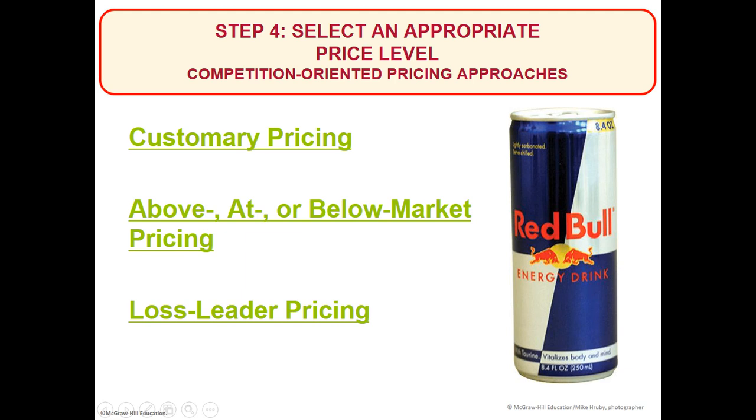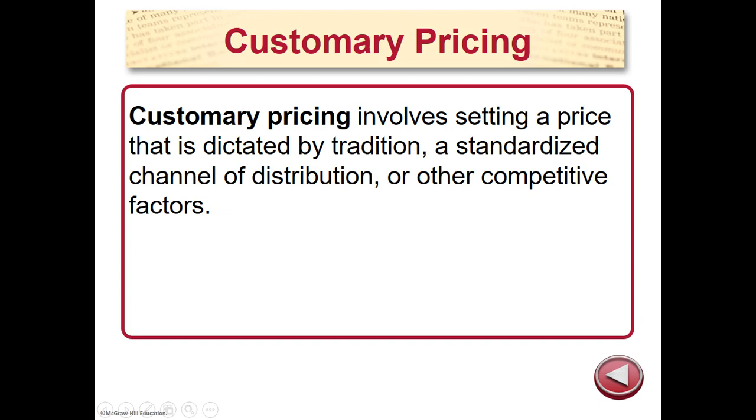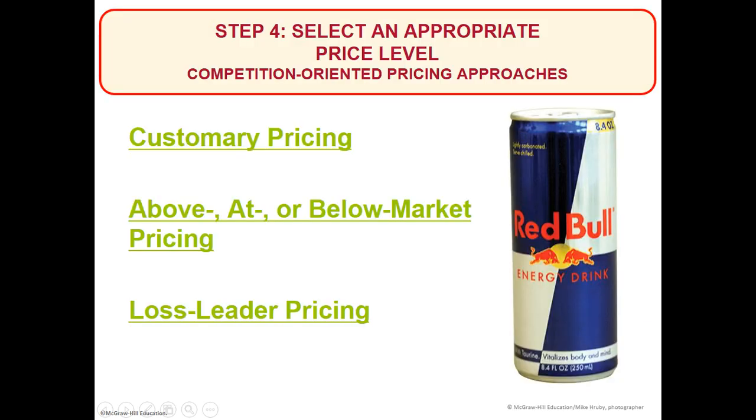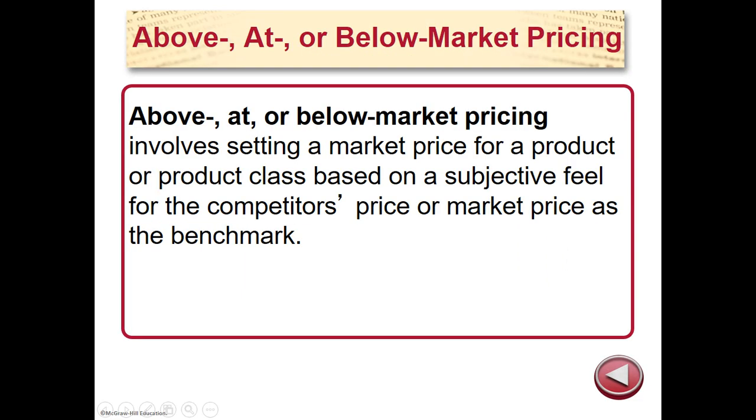Then there's a competition-oriented pricing approach. One is customary pricing. Customary pricing involves setting a price that is dictated by tradition, a standardized channel of distribution, or other competitive factors, kind of like a custom, okay? That's customary pricing. Or you can use above, at, or below market price, okay? Above, at, or below market price involves setting a price for a product or product class based on a subjective feel for the competitor's price or market price as a benchmark.